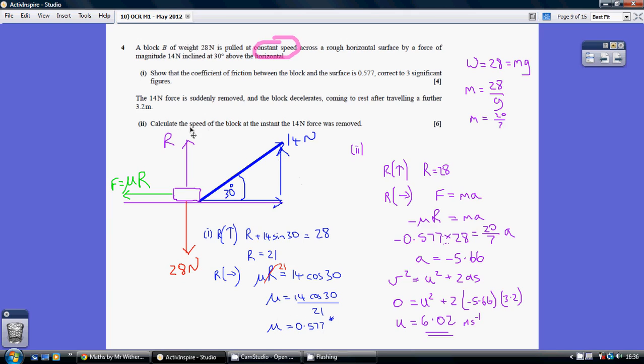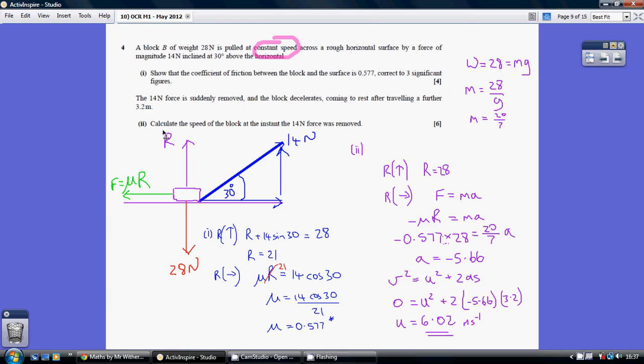Now for part 2: calculate the speed of the block at the instant the 14 newton force was removed. First things first, let's work out the mass of the block, because we're going to need that in a minute. We're told the weight of the block is 28 newtons, so 28 is m times g, allowing us to work out the mass to be 20 over 7, remembering g is 9.8. We're going to need that shortly.